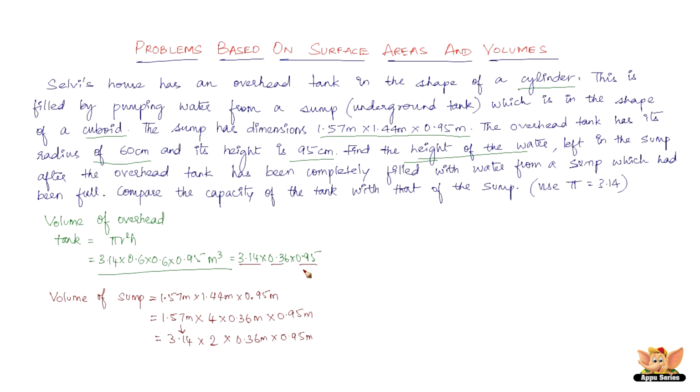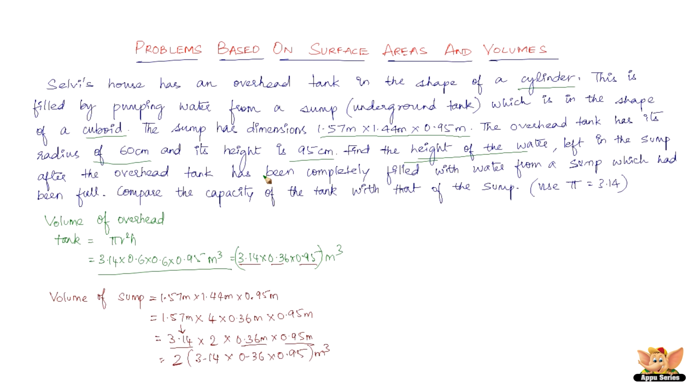You can see 3 terms are constant, the same here. So you can clearly see that already the sump is 2 times the volume of the tank. Everything is the same, but it is multiplied with a 2. Or let me rewrite it like this: 2 times 3.14 times 0.36 times 0.95 meter cube. So if you notice carefully, this is 2 times this. So the volume of the sump is 2 times the volume of the overhead tank. So that question is almost done. They're saying compare the capacity of the tank with that of the sump. When we compare, we can see that the sump is 2 times the size of the tank, or 2 times the volume of the tank.